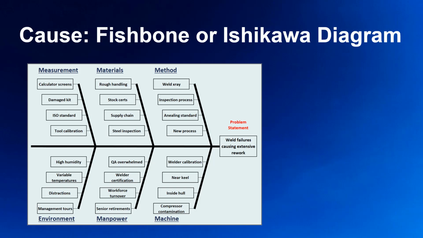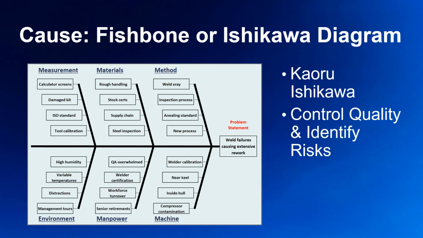This is also known as an Ishikawa diagram, named for the Japanese quality engineering guru Kaoru Ishikawa, who devised this tool for analysis in 1982. We have seen it in the control quality process, but we also use it for the identify risks process to try and determine root or main causes and contributing factors.